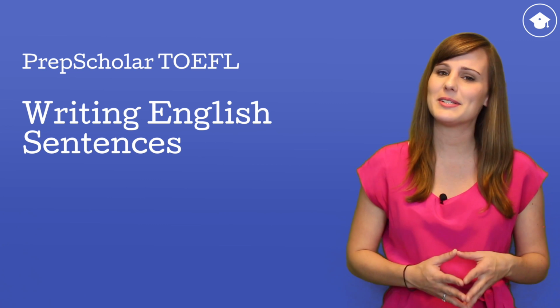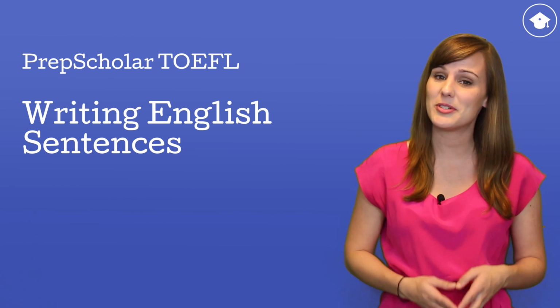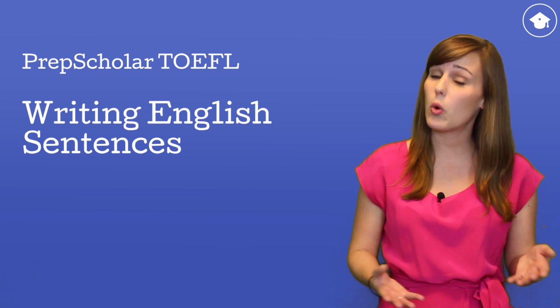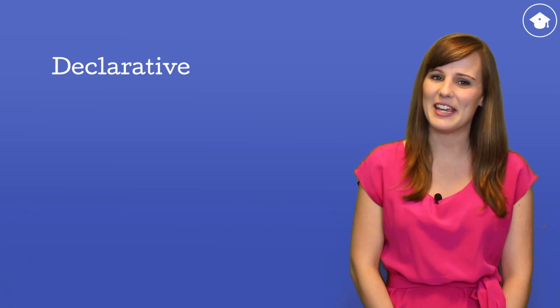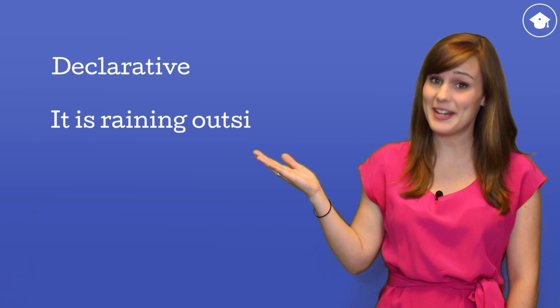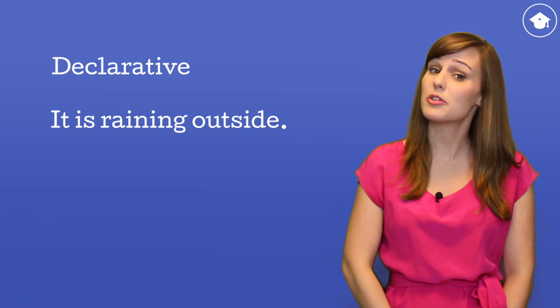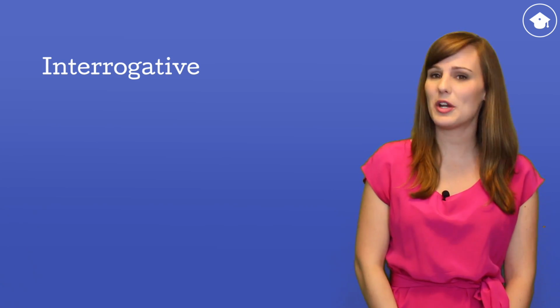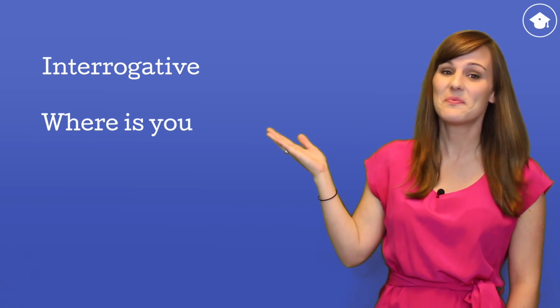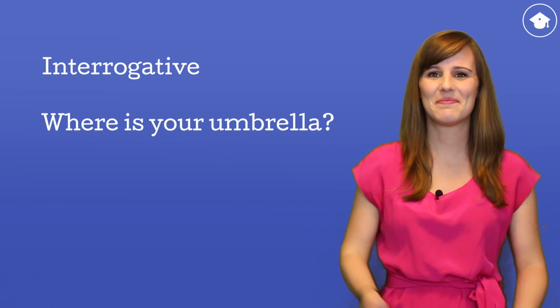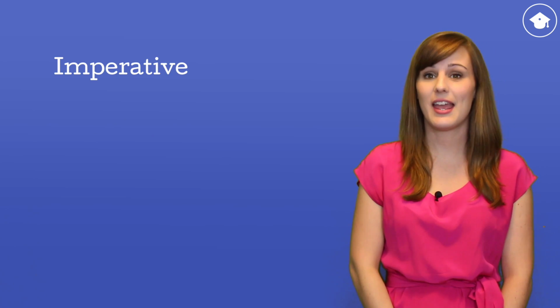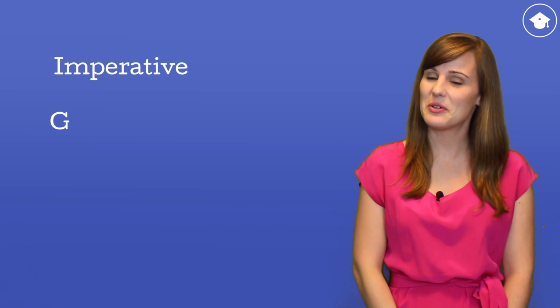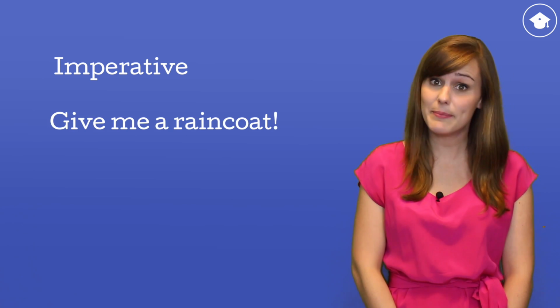Now, one way of dividing up sentences in English that you may have seen in your grammar textbooks divides sentences according to how we use them. For example, there are declarative sentences that state facts like, "It is raining outside." And there are interrogative sentences that ask questions like, "Where is your umbrella?" And there are imperative sentences that give commands like, "Give me a raincoat."